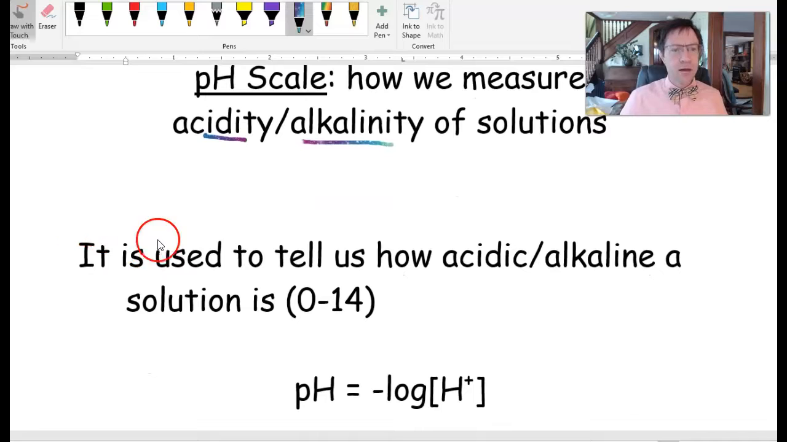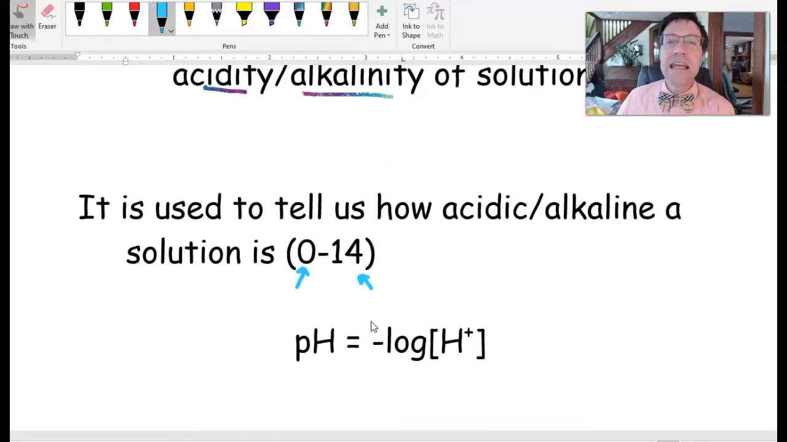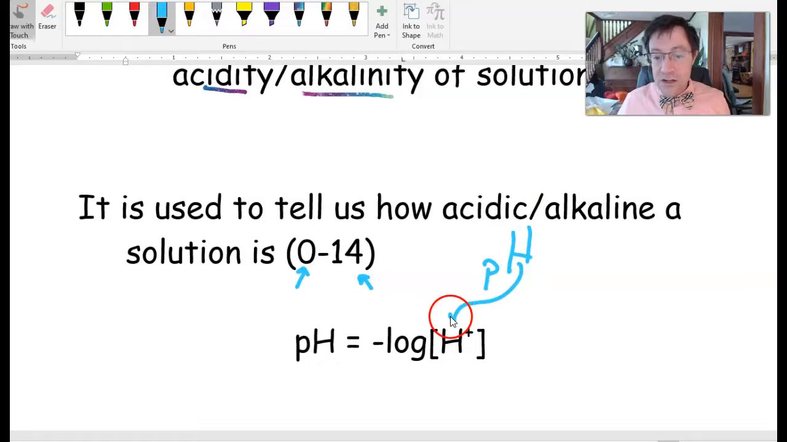So here's the deal. The pH scale is used to tell us how alkaline or basic something is, and we have a range of 0 to 14. 0 is the lowest it will go, 14 is the highest it will go, and here is how we calculate it. We need to do a negative logarithmic function of our hydrogen ion concentration, because this is called the pH scale. We are going to use the concentration of the hydrogen. That's simple, right? Y'all ready for log functions? But not just log functions, negative logarithmic functions.